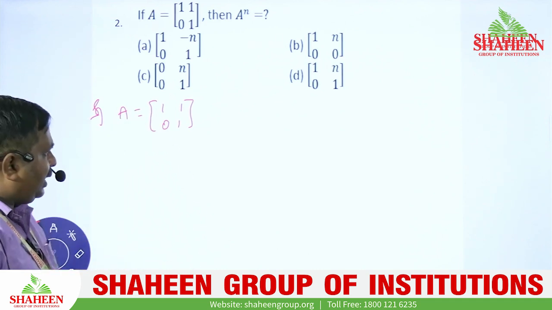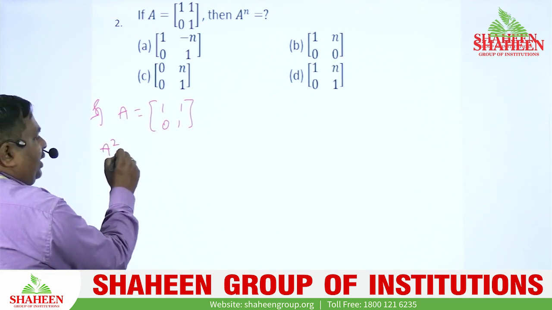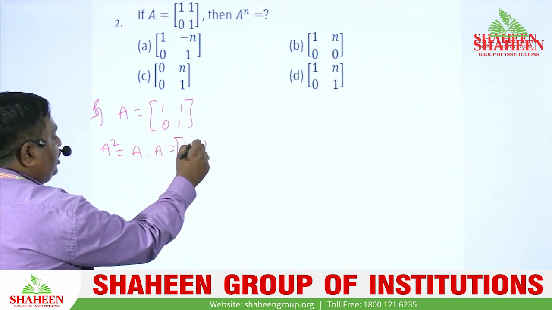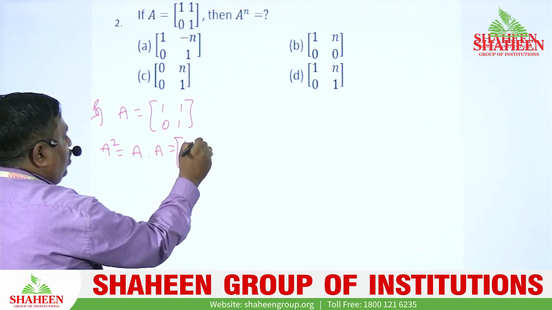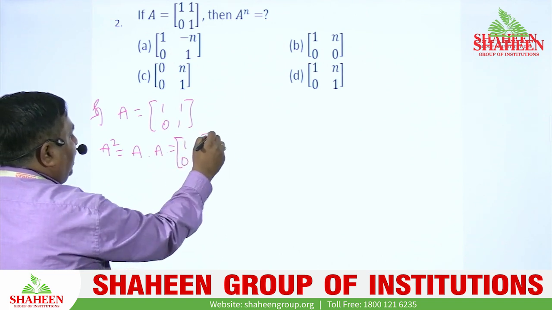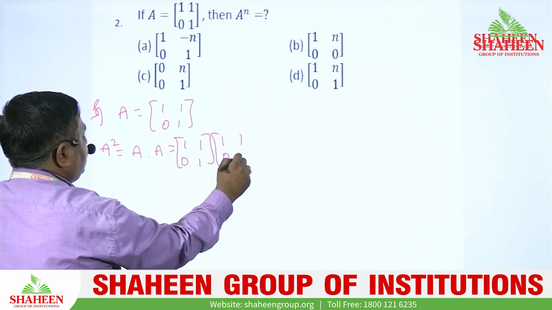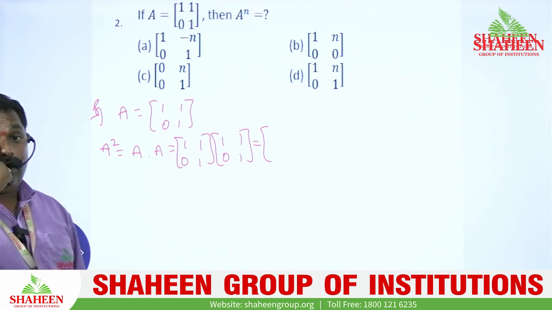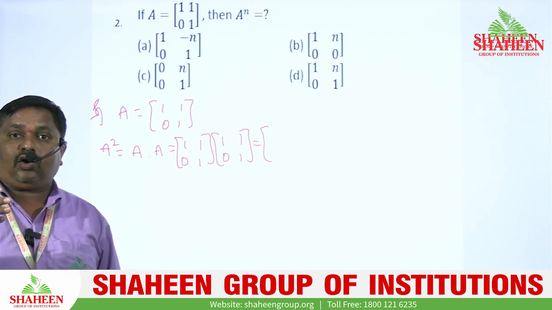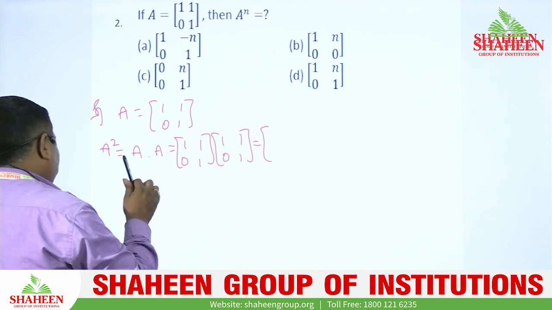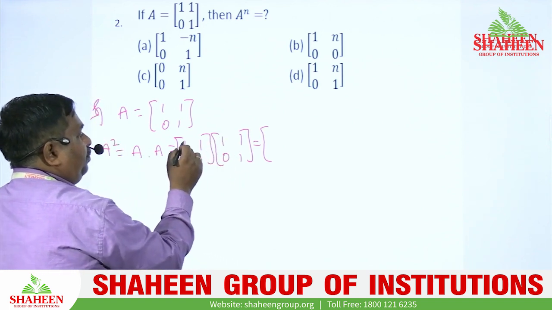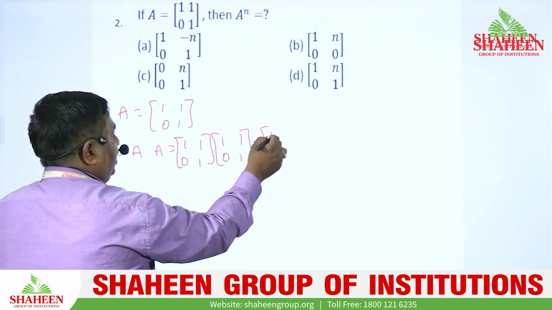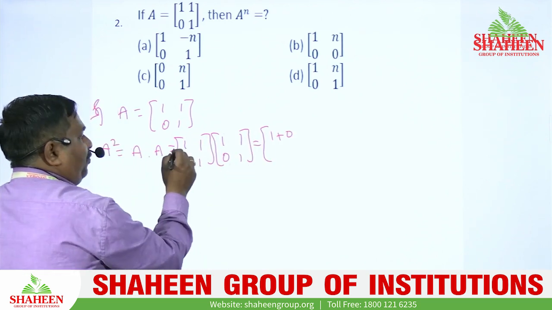We have the given matrix A. Let us find A square here. A square is matrix A into A. That is equal to 1 1 0 1, multiplied with the same matrix 1 1 0 1. And you know the multiplication of matrices: the row of the first matrix is multiplied with the column of the second matrix. Let us multiply the first row, first column. 1 into 1 is 1, and 1 into 0 is 0, plus 0. Next, first row, second column.